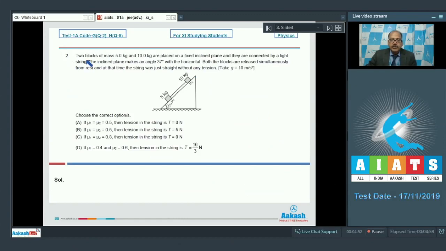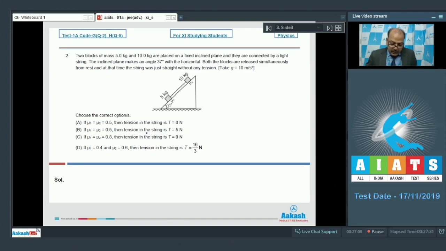Question 2 says two blocks of mass 5.0 kg and 10.0 kg are placed on a fixed inclined plane, and they are connected by a light string. The inclined plane makes an angle 37 degree with the horizontal. Both the blocks are released simultaneously from rest, and at that time the string was just straight without any tension. Take g equal to 10 meter per second square. Choose the correct options. Option A says if mu1 is equal to mu2 equal to 0.5, then tension in the string is T equal to 0 Newton.